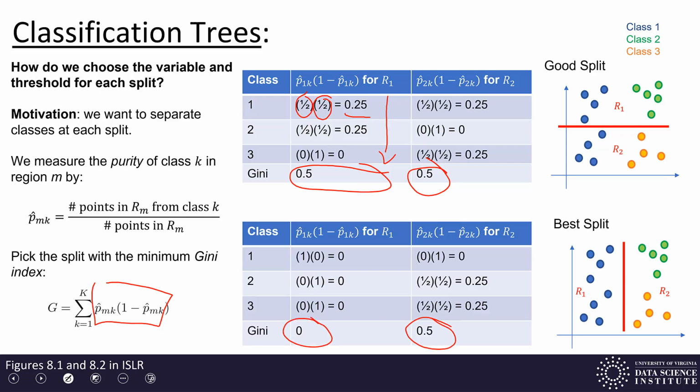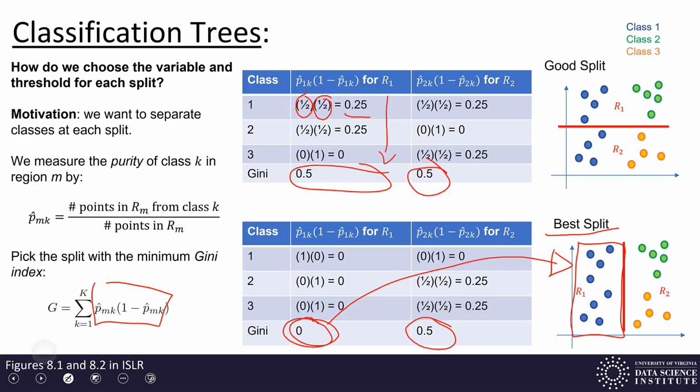And here's the Gini index for region 1 and the Gini index for region 2 for our best split. And you see the advantage here: this 0 in the Gini index comes because this region is made entirely of just one class, and the Gini index measures how close we are to getting to that type of state.